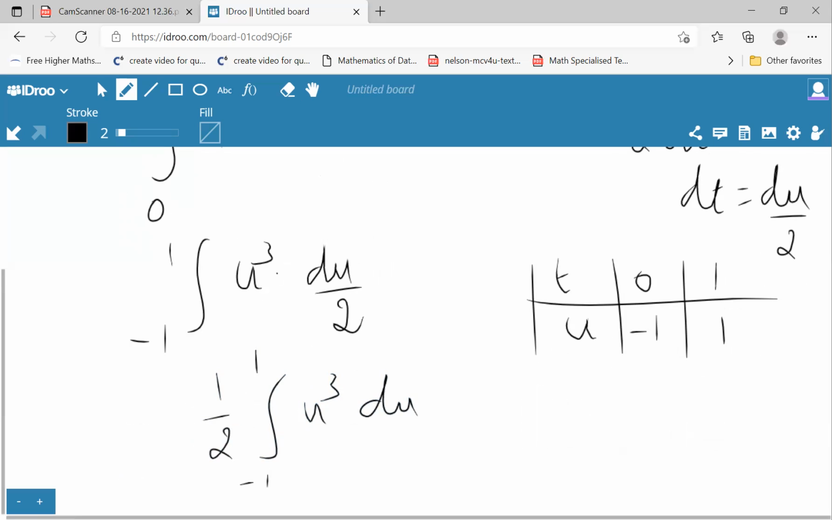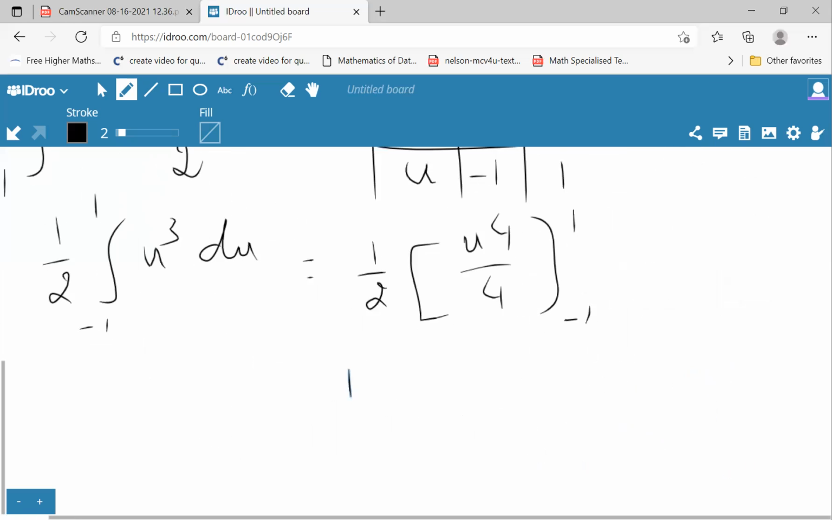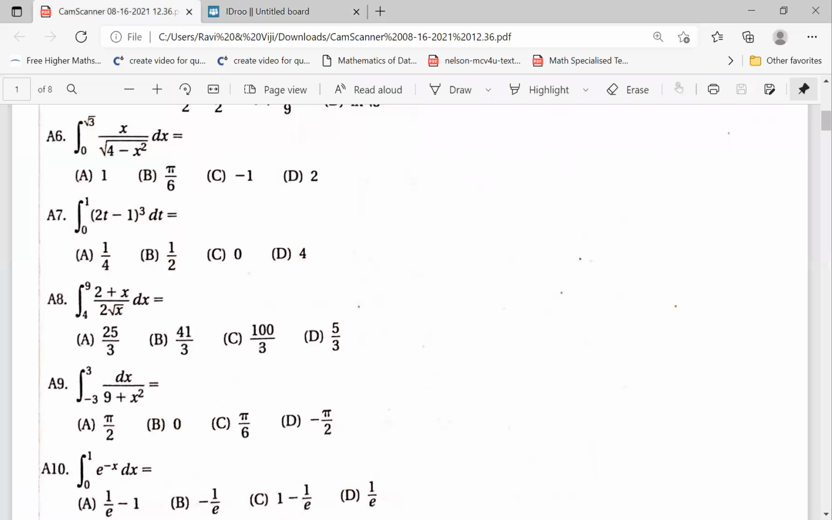On integration, you'll get half into u to the power of 4 by 4 between the limits minus 1 to 1. Now apply the limits. I can even take this 4 outside, so that will give you 1 by 8 into 1 to the power of 4 minus minus 1 to the power of 4. Of course, minus 1 to the power of 4 is going to be only positive. So 1 minus 1 will become 0. So the answer is 0. Option C is the correct answer.